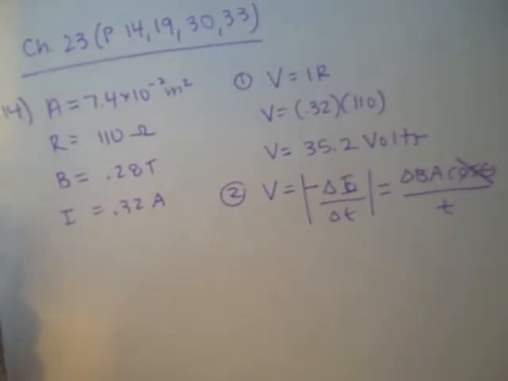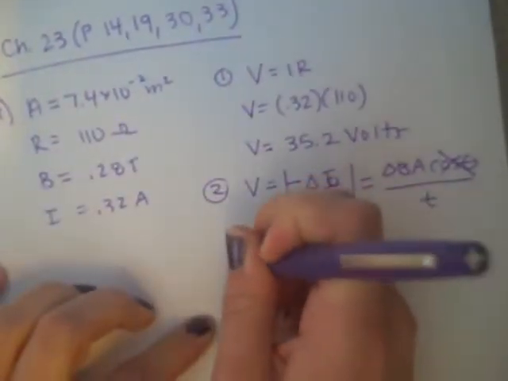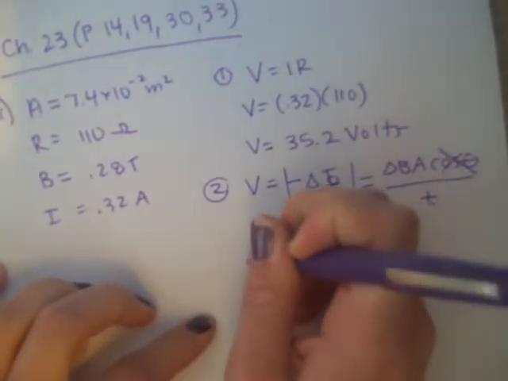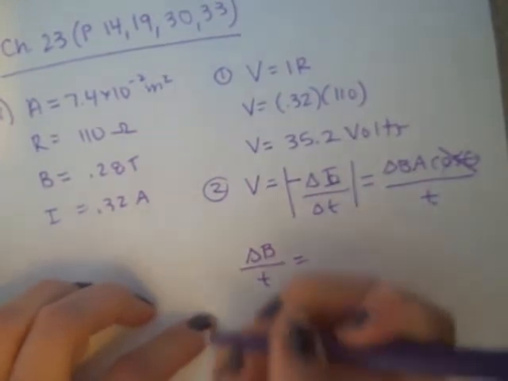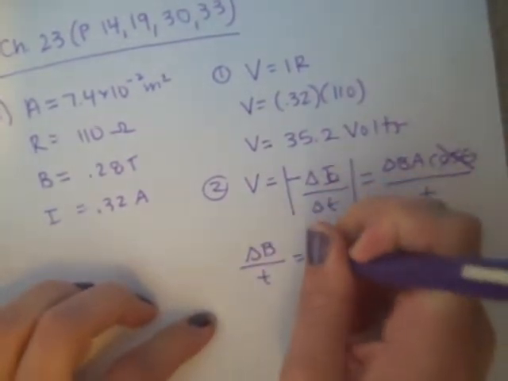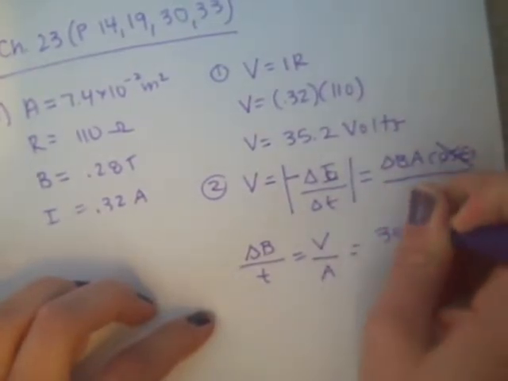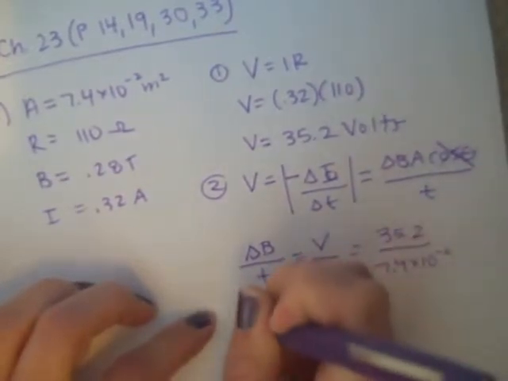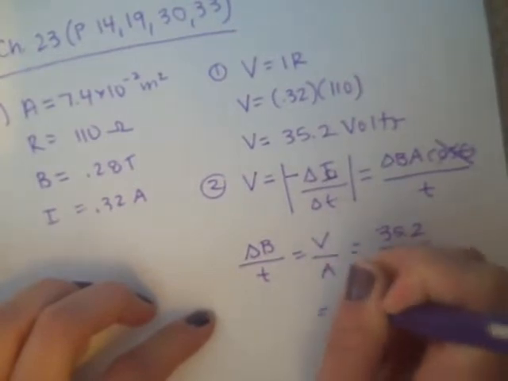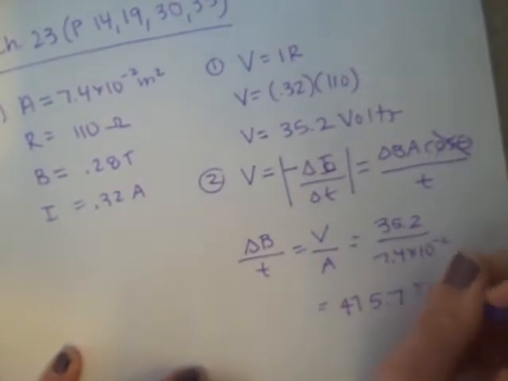of the loop. And what's unique about this problem is they're actually asking us to find the magnetic field per time. So they want us to find what is delta B over delta T. And if you rearrange stuff a little bit, hopefully you can see delta B over delta T is your induced voltage divided by the area. And so you get 35.2 divided by 7.4 times 10 to the negative second. And that will give you an answer of 475.7. And your units will be Teslas per second.